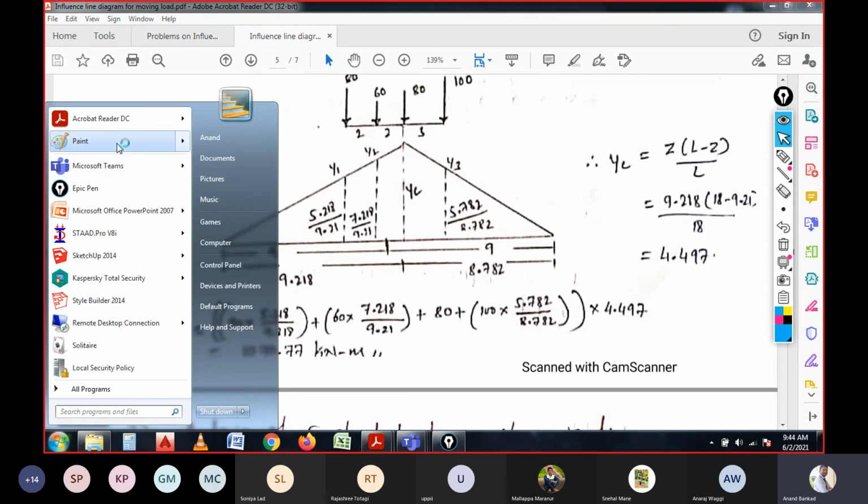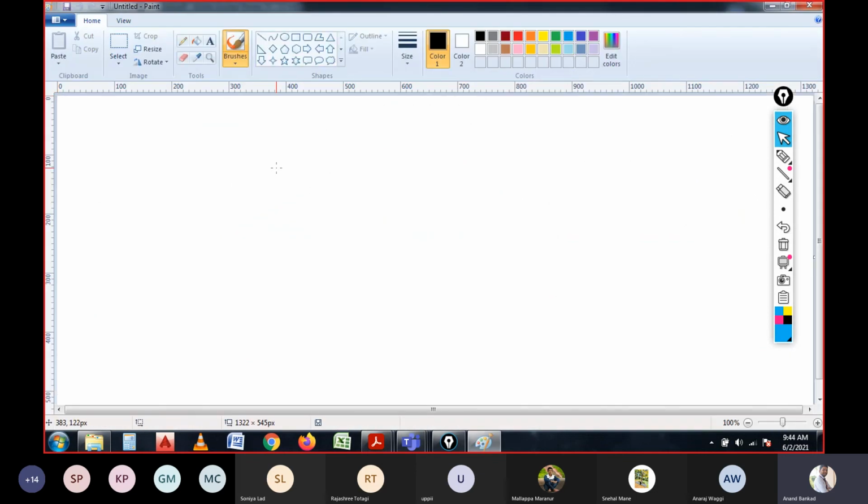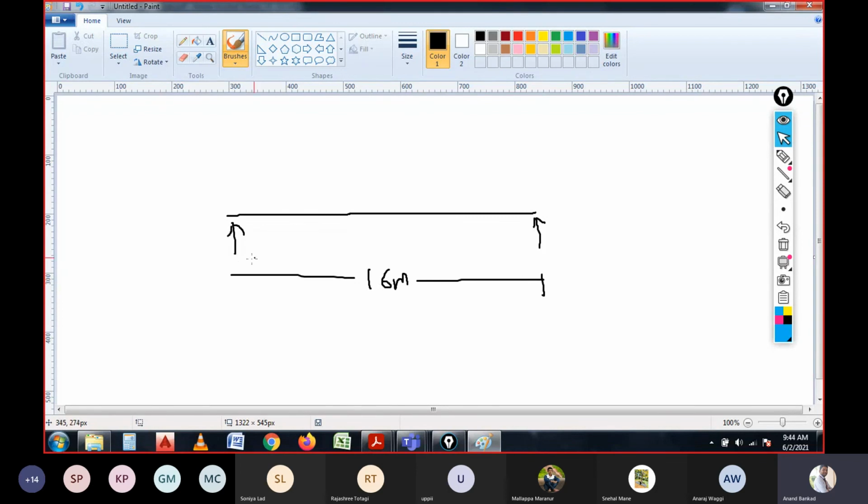I will draw over here the same question: a train of concentrated loads moving from left to right on a simply supported girder of span 16 meter. Determine the absolute maximum shear and bending moment developed in the beam. The beam is like this, and the supports are like this, and the span is 16 meter. Please take this diagram in your books and try to solve it by referring to the problems we have discussed now.